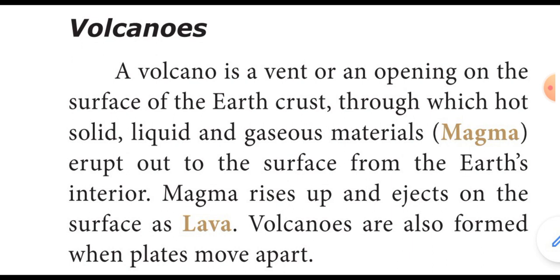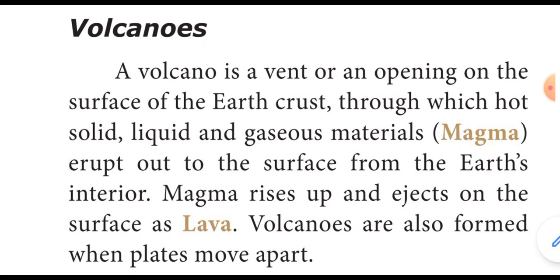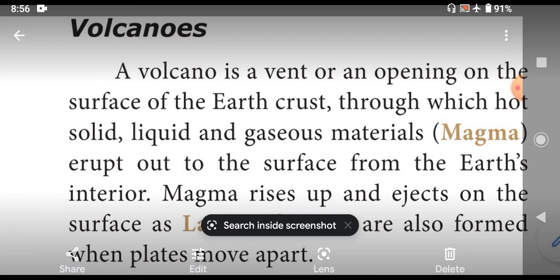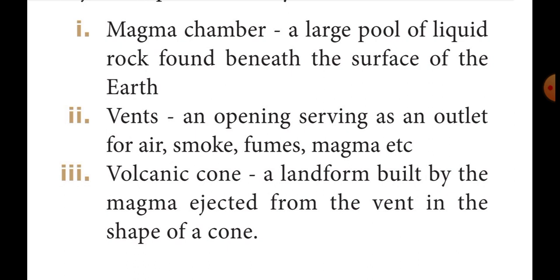For example, the magma rises up and ejects to the surface of the earth, and after that it is called lava. Then these volcanoes have three major components. Students, do you remember what they are? The three major components of volcanoes are magma chamber, vents and volcanic cone. Very good. Then, volcanic cone and crater. Okay, four major components.